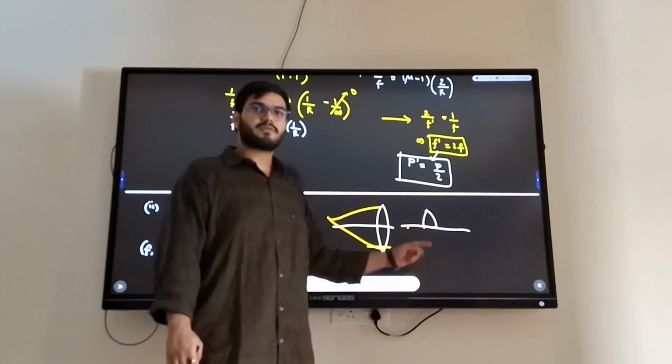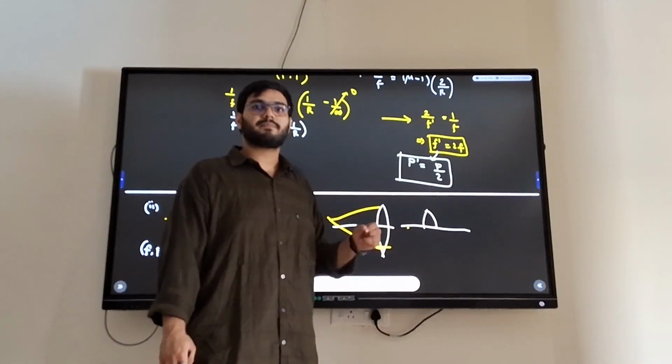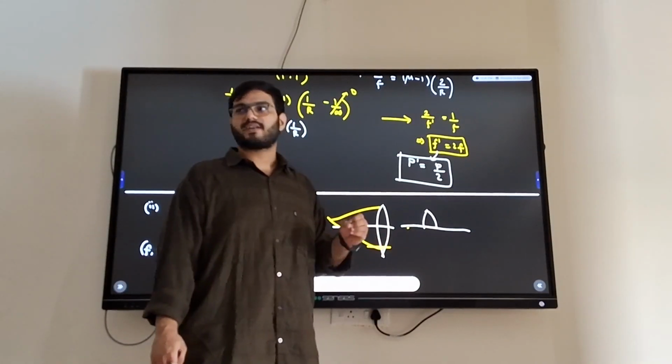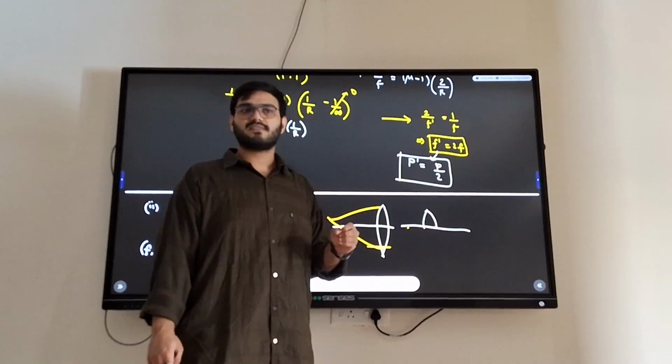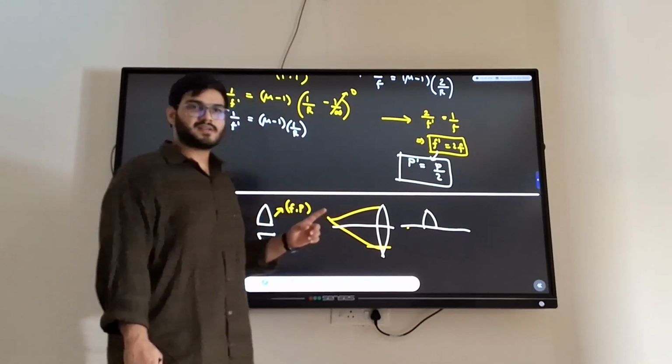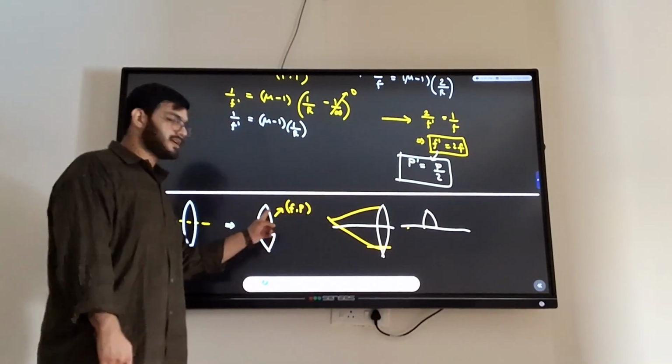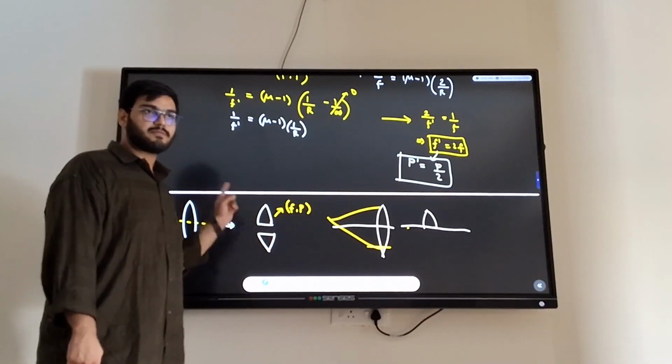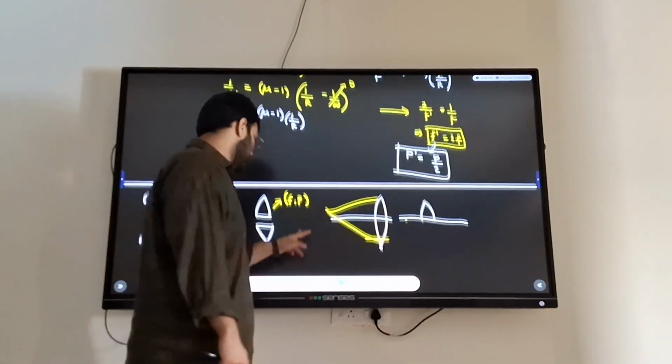That means what? What will the image be? It will be a little dim. It will have less brightness. Less brightness means less intensity. Do you understand? This will make little dim images. Here you will have bright images. So let me write that statement.